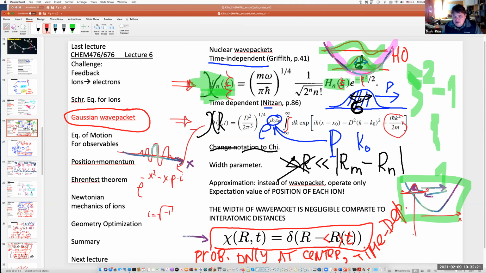This function looks very much like something very tall and very thin. And a very tall and very thin function is called a delta function, centered at the expectation value of position. So we are not going to bother about the width of this function. We will assume that it has zero width, and we just focus on that it is centered on the expectation value of the position.